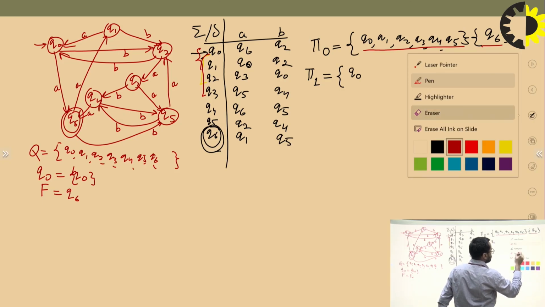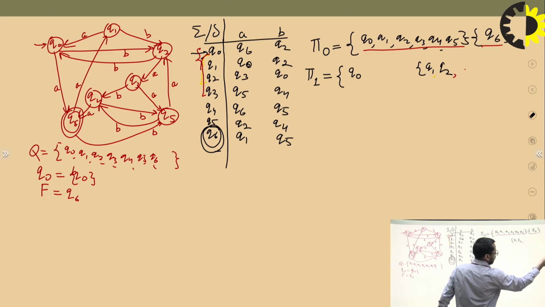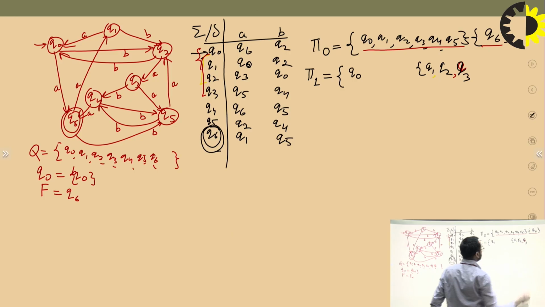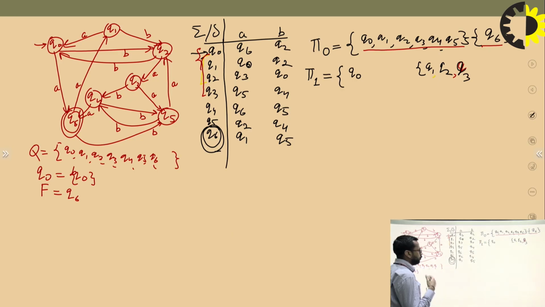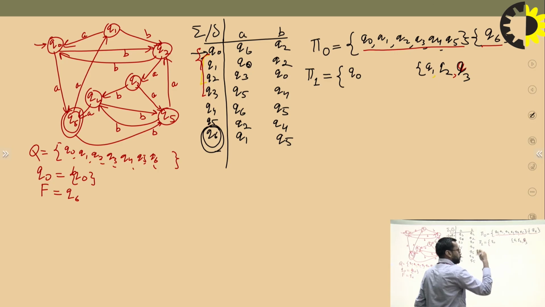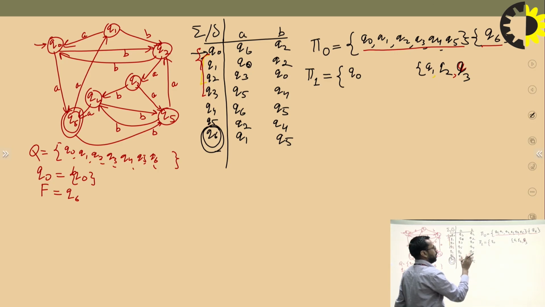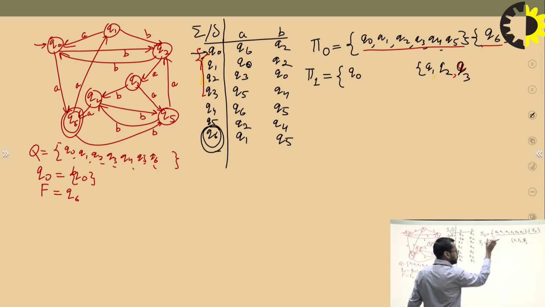Q3 will be placed here. What we are doing is firstly checking the next positions of Q0 and Q1, that means the next state after applying the input symbols A and B. If they exist in the same set, then they will stay in the same set. Otherwise, Q0 will be singly placed here.